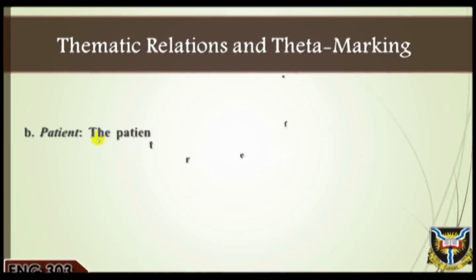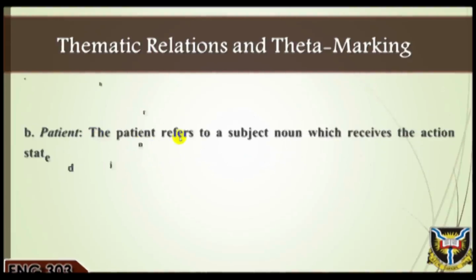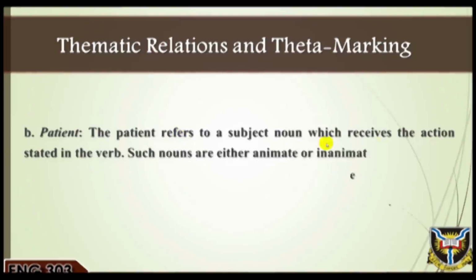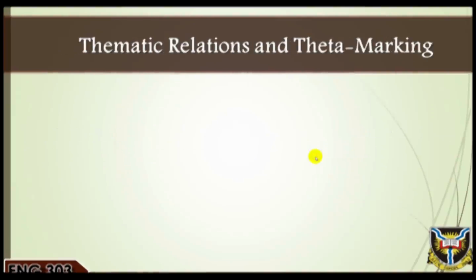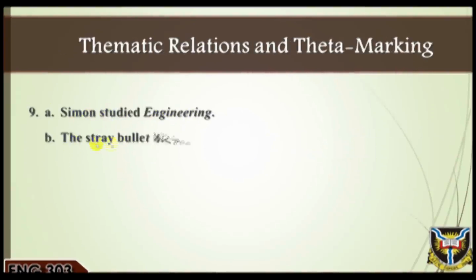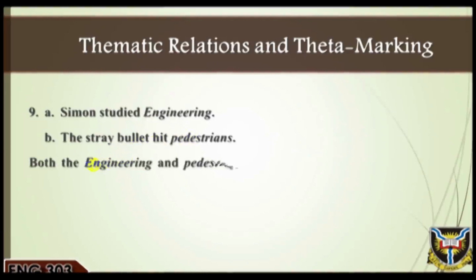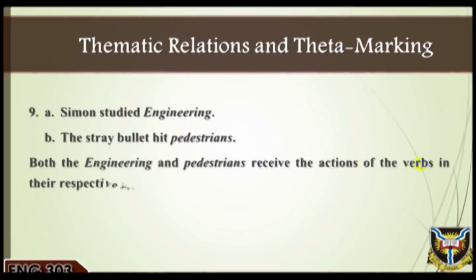B. Patient. The patient refers to a noun which receives the action stated in the verb. Such nouns are either animate or inanimate. 9a. Simon studied engineering. B. The stray bullet hit pedestrians. Both the engineering and pedestrians receive the actions of the verb in their respective sentences.